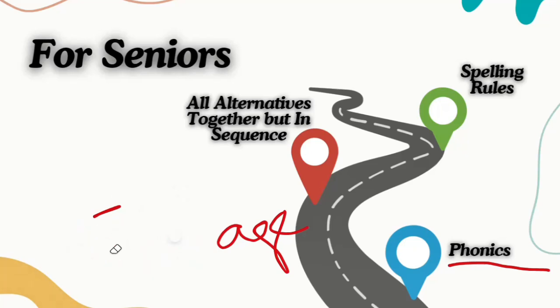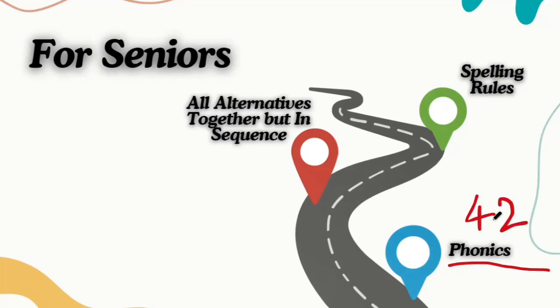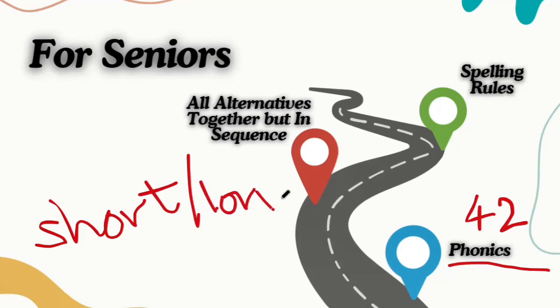Okay, you can go at a faster pace if you are teaching a third, fourth, or fifth grader, but you have to follow the same roadmap. First, the 42 sounds of phonics, or if you want to rush, at least give them the short and the long vowel sounds. This is a must.